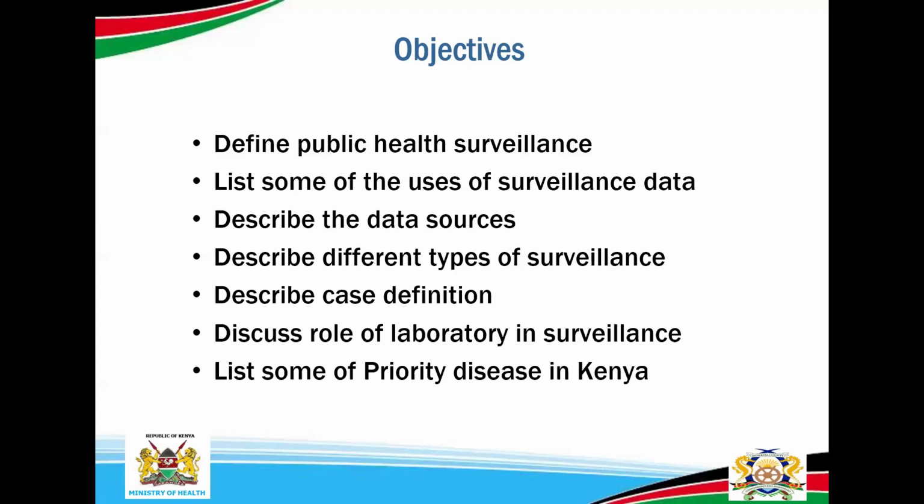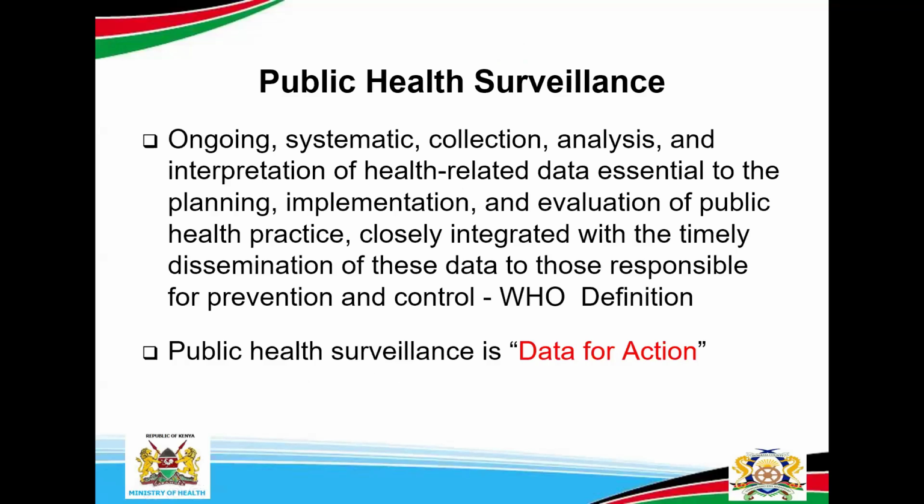Public health surveillance, as it was defined by the WHO, is an ongoing systematic collection, analysis, and interpretation of health-related data essential to the planning, implementation, and evaluation of public health practice, closely integrated with the timely dissemination of this data to those responsible for prevention and control. So this is the term that defines what is surveillance.